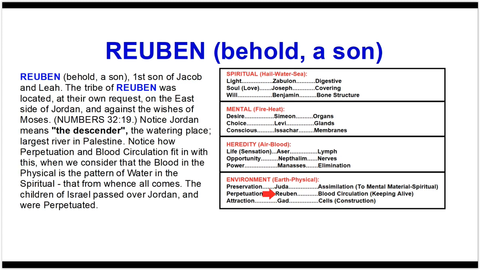Reuben, behold, a son, first son of Jacob and Leah. The tribe of Reuben was located, at their own request, on the east side of Jordan, and against the wishes of Moses. Notice Jordan means the descender, the watering place, largest river in Palestine. Notice how perpetuation and blood circulation fit in with this, when we consider that the blood in the physical is the pattern of water in the spiritual, that from whence all comes. The children of Israel passed over Jordan, and were perpetuated.